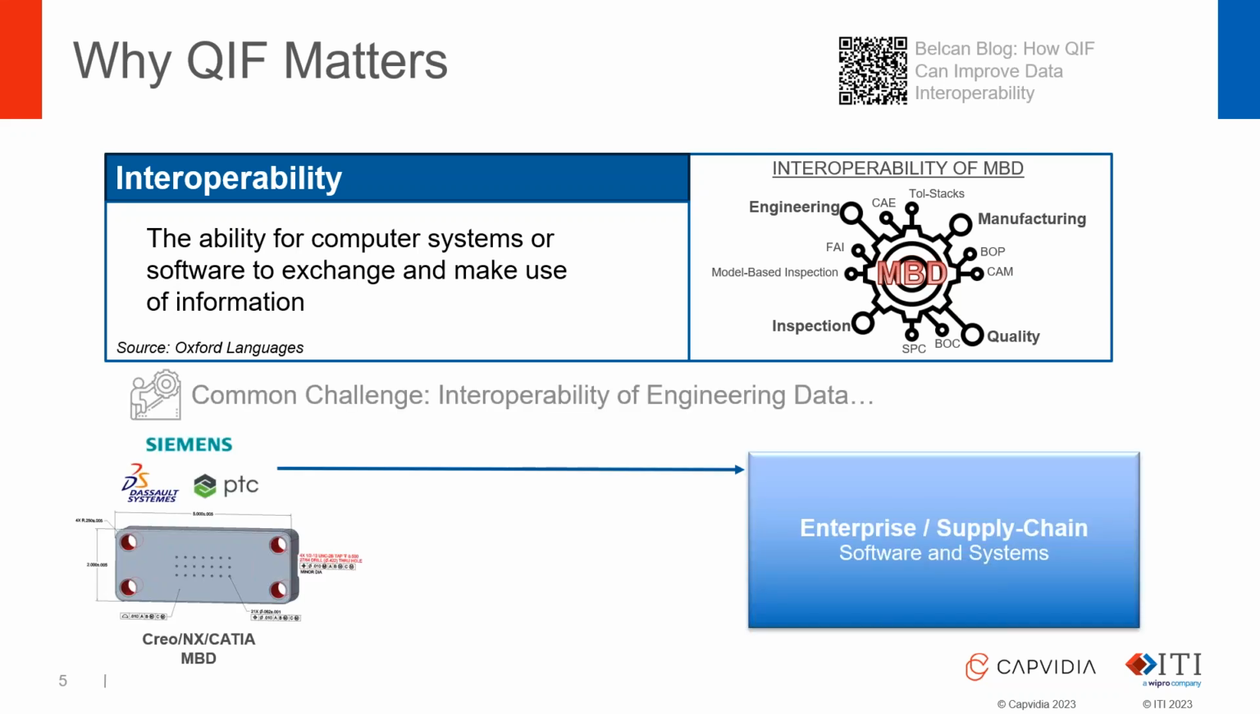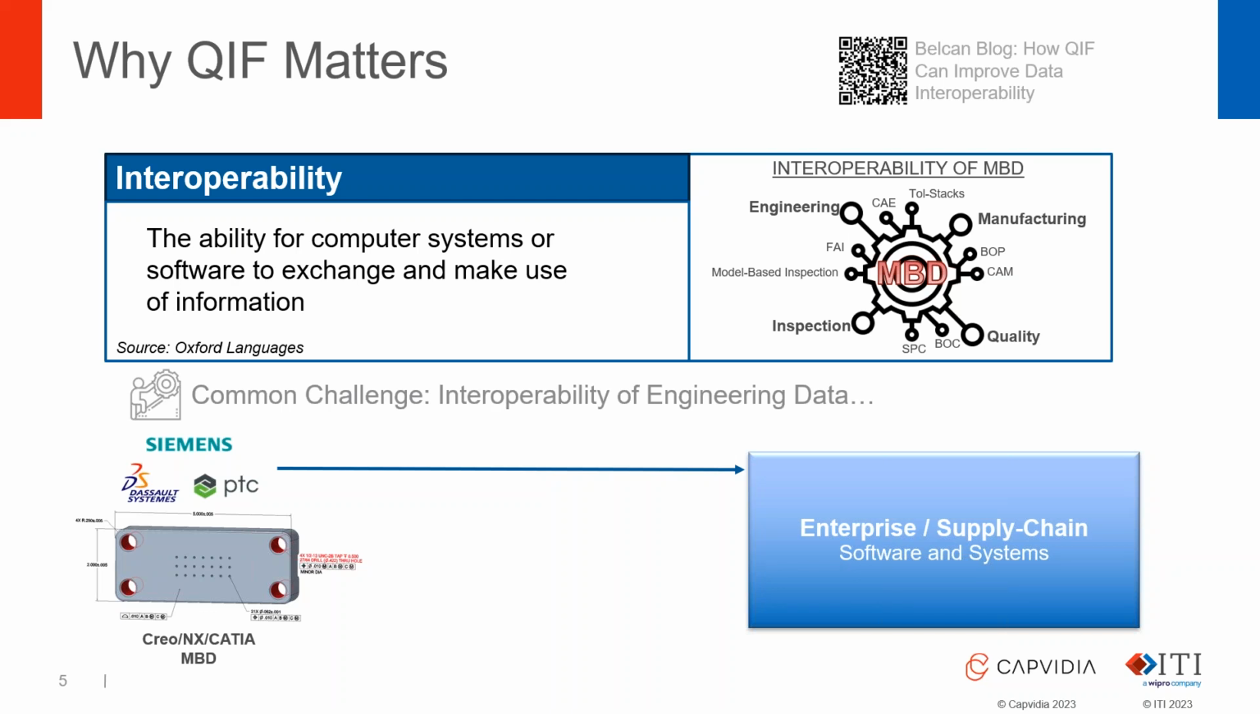And the question is how can you exchange this data with downstream tools? And that's the challenge that standards like QIF seek to solve. You'll have the native definition of your model in a proprietary CAD format, but then you need to consume that, including the PMI information, in some other downstream tool. So for instance, maybe it's a CMM programming tool.